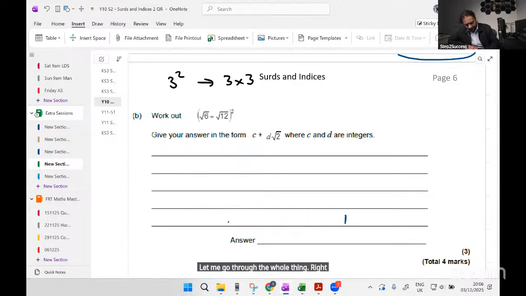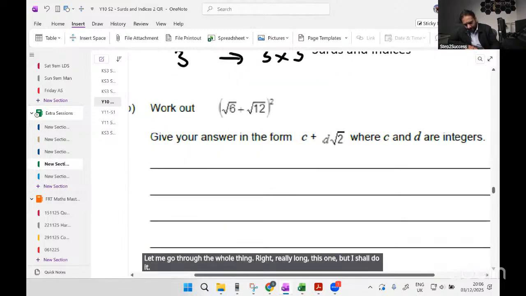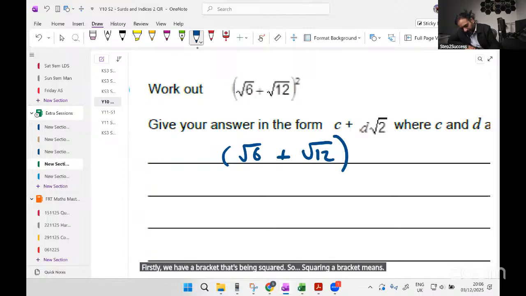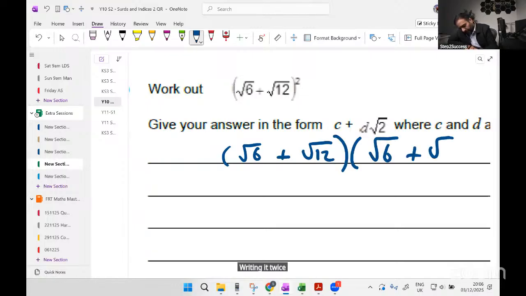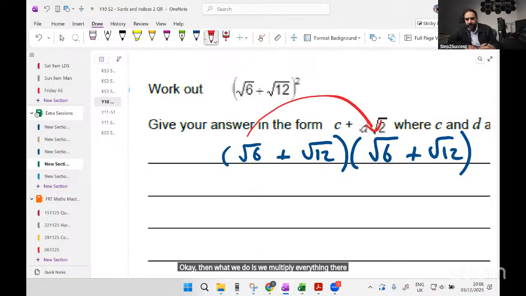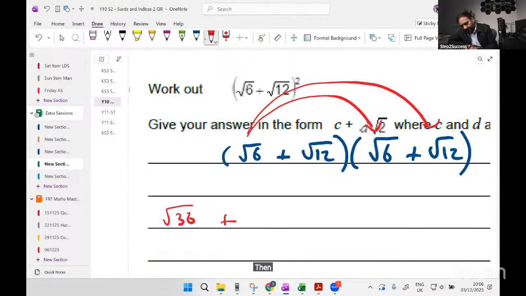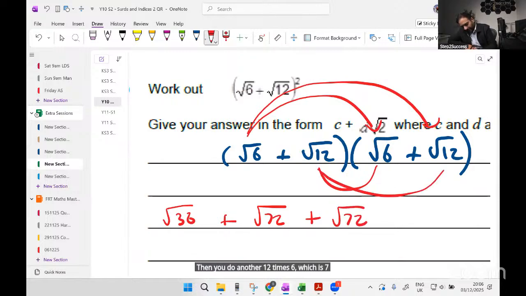Right, really long this one, but I shall do it. Firstly, we have a bracket that's being squared. So, squaring a bracket means writing it twice. So I'm going to do that. Then what we do is we multiply everything there by there. So I'm going to do this slowly. That is the square root of 36 if you do 6 times 6. Then you do 6 times 12 there, which is 72. Then you do another 12 times 6, which is 72. And then another 12 times 12, which is 144.